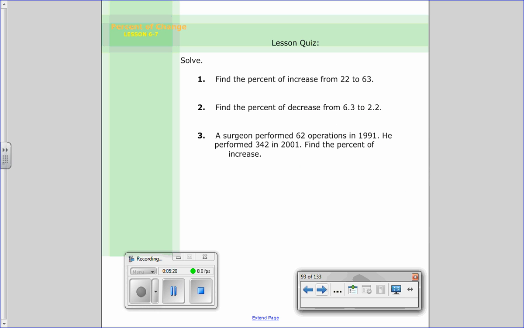So that was our lesson for tonight. Tonight we found the percent of change by looking at increase or decrease.